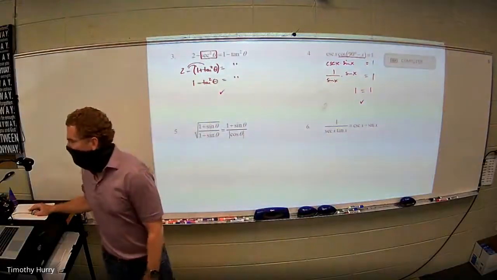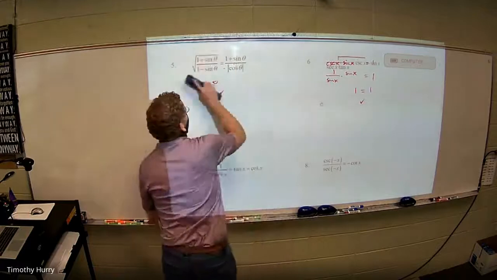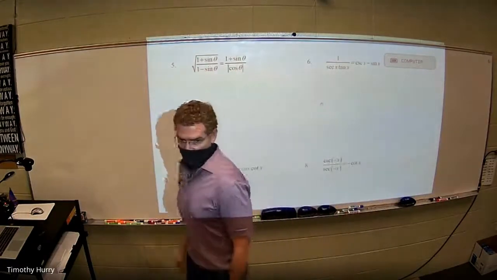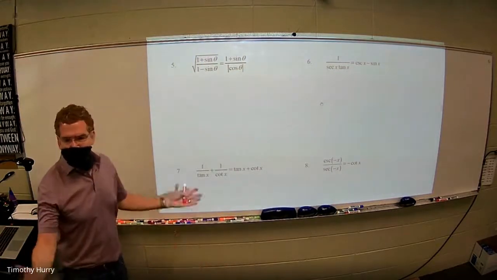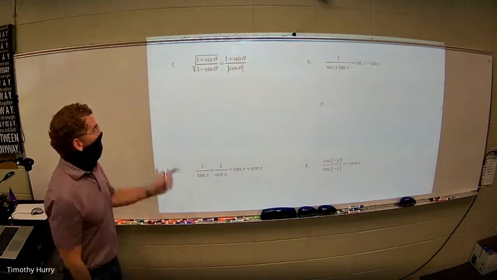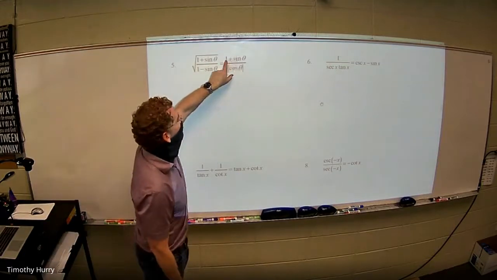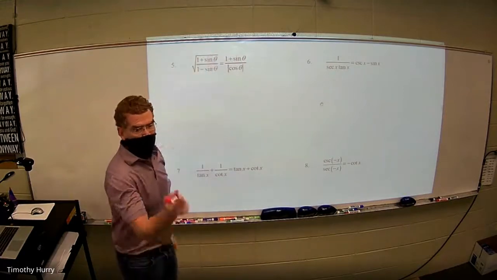All right, what about these next two? Now, in this one, that one on the left always gets people. They look at it and they're like, ooh, that's not attractive. Let's just take a look at it. Is this even an identity? Now, I look at the 1 plus sine theta, and that part matches, except this has a square root. Remember, I can't go and square both sides.